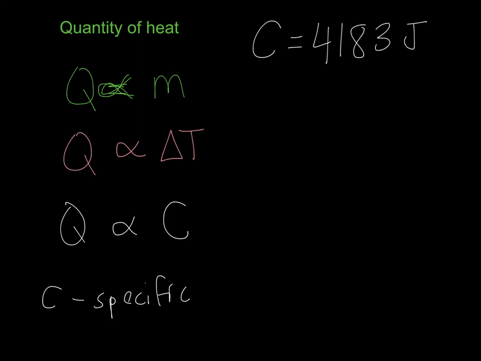4,183 joules per kilogram Kelvin. So that means it takes 4,183 joules to raise 1 kilogram of water up 1 Kelvin. Not 1 degree Kelvin, just 1 Kelvin. You could also say up 1 degree Celsius, so this delta T can work both ways. As long as T final and T initial are both degrees Celsius or both Kelvin, the delta T would be the same, because it's a 1-to-1 ratio.